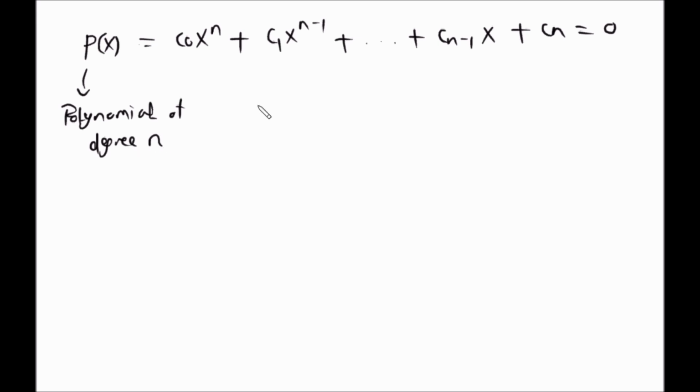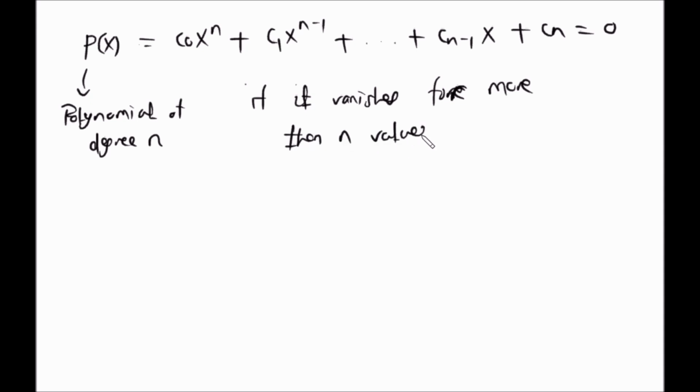This is a polynomial of degree n. If it vanishes for more than n values of x, then tulichokiona hicho, all the coefficients are 0.